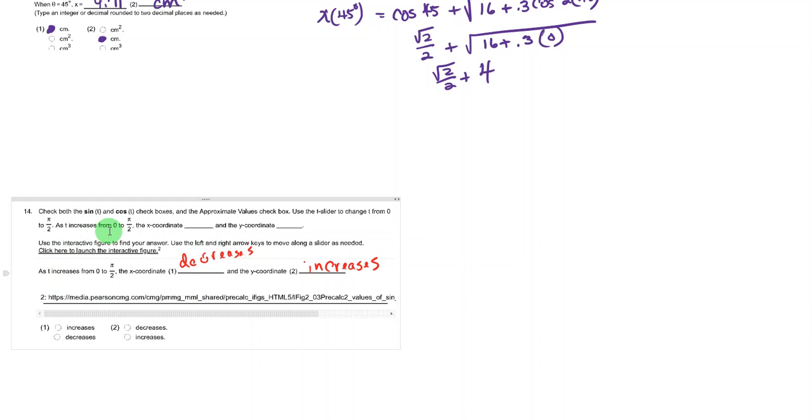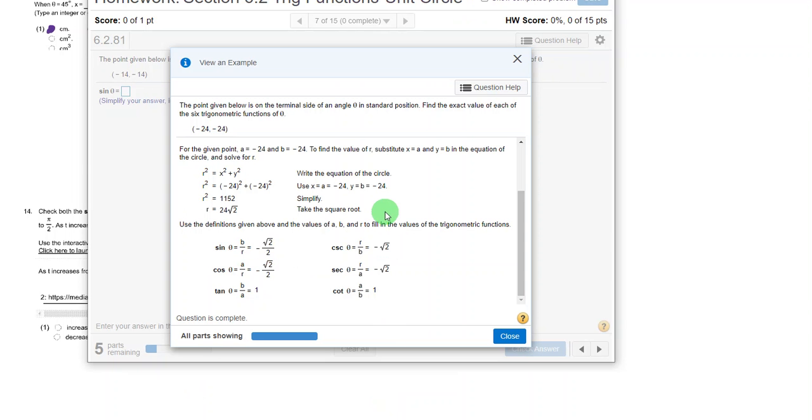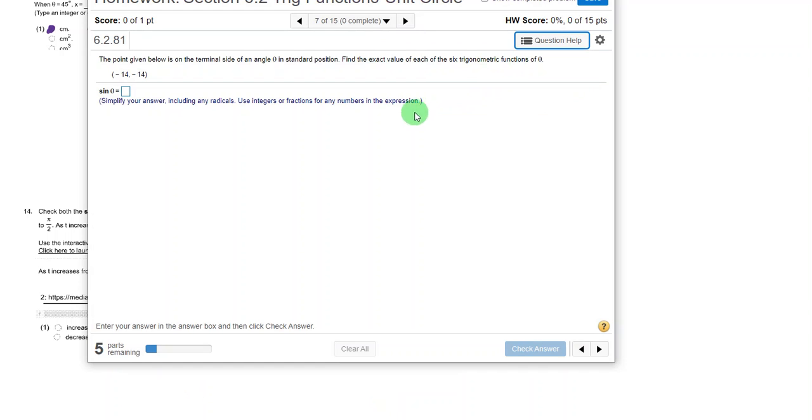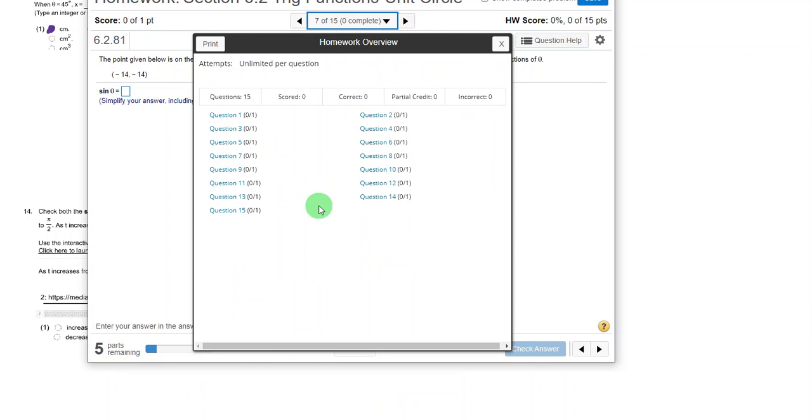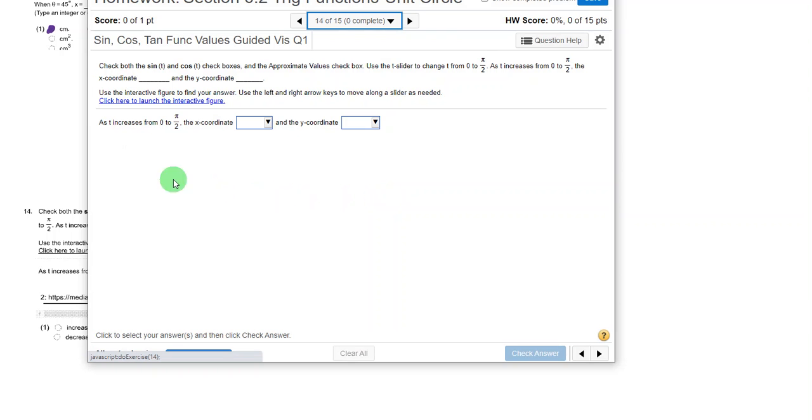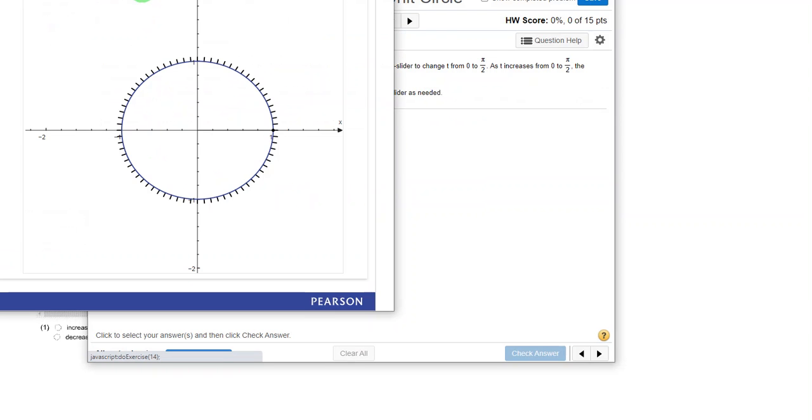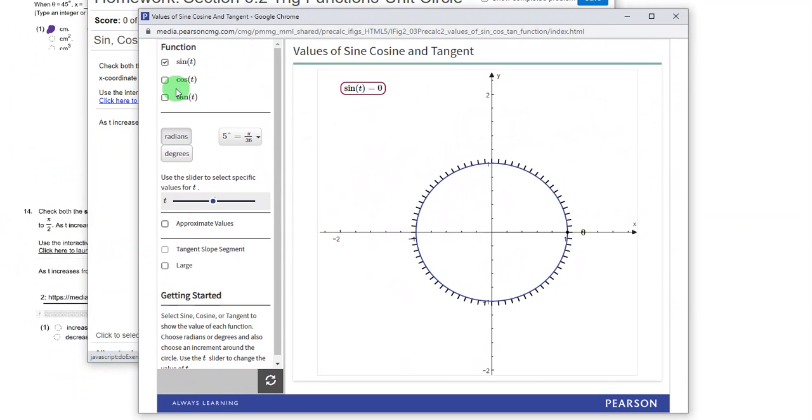Now 14 asks you to use interactive figures. So I wanted to show you, it tells you what to do. Check the sine and cosine boxes, the approximate values, use the T slider to change from 0 to pi over 2, and it's asking you what is happening to the x coordinate and the y coordinate. So let's just see if we launch the interactive figure. This is what should come up. It said to check sine and cosine and to check approximate values. And it was telling you to go from 0 to pi over 2.